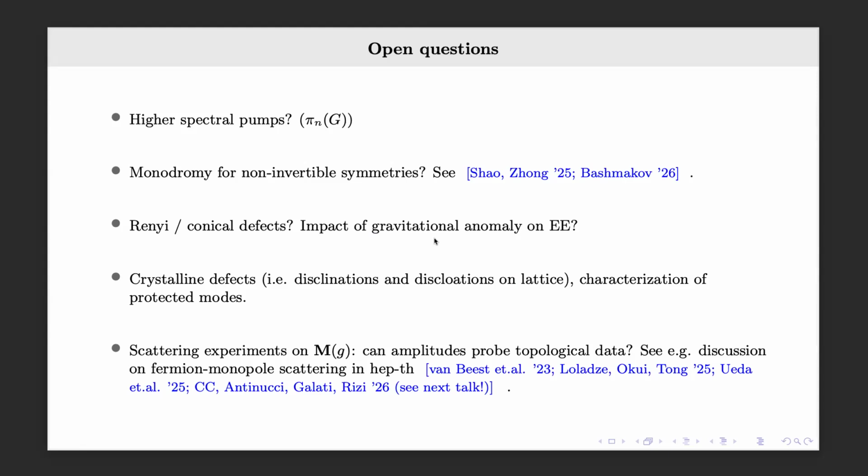Another nice application, I think, from more applied computation, is what happens to Rényi or conical defects, because these are what you use to compute entanglement entropy.